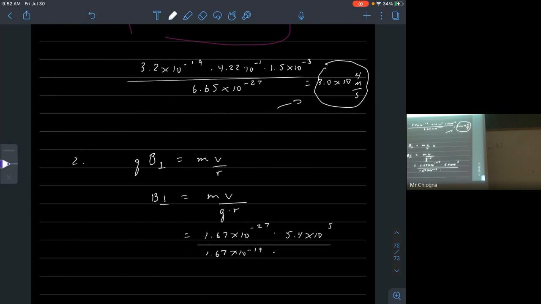I mean, it's 6, not 6.7. I know that. And the R is 7.2 times 10 to the minus 3. Okay. So that works out to be 7.8 times 10 to the negative 1 Teslas.